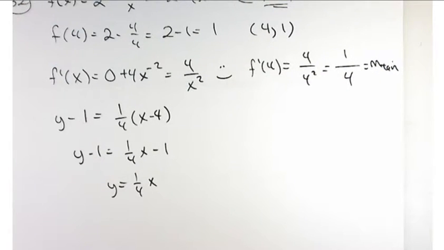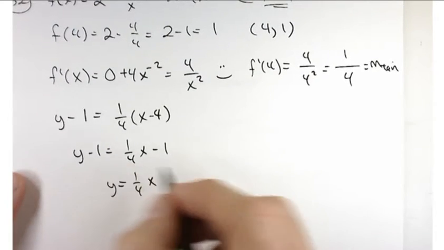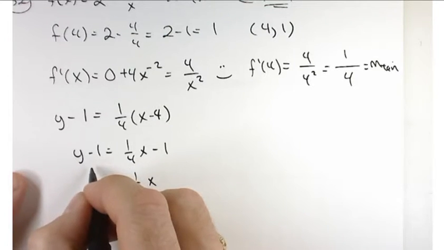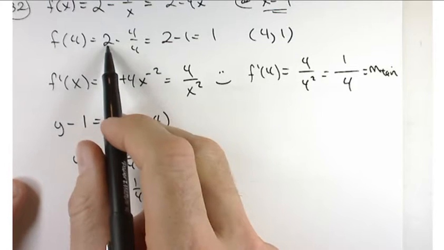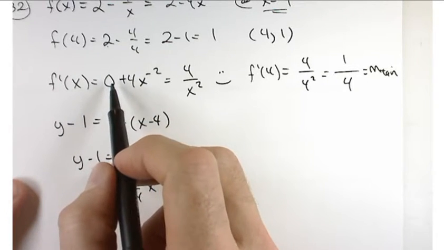Anything else bothering you on this one? True? I got lost where you guys got something at 0. Yeah, it was close. Down here? No. It was 0 plus 4x. Oh, derivative of a constant is 0, right?